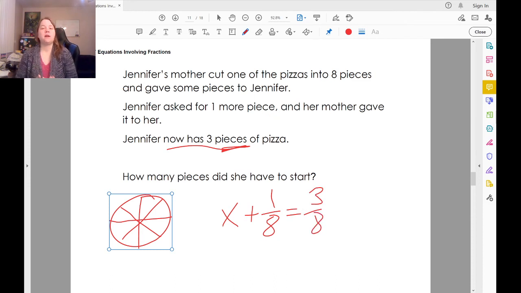How do I figure out how many pieces Jennifer had to start? Well, I'm going to take that 1/8 slice away from the 3/8 slices. So I'm going to subtract 1/8 from both sides. X equals 2/8. Jennifer had 2 pieces of pizza to start, or she had 1/4 of a pizza.